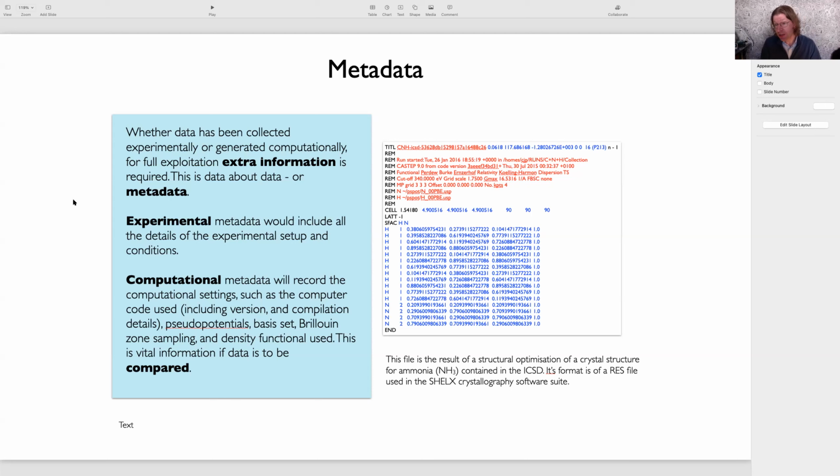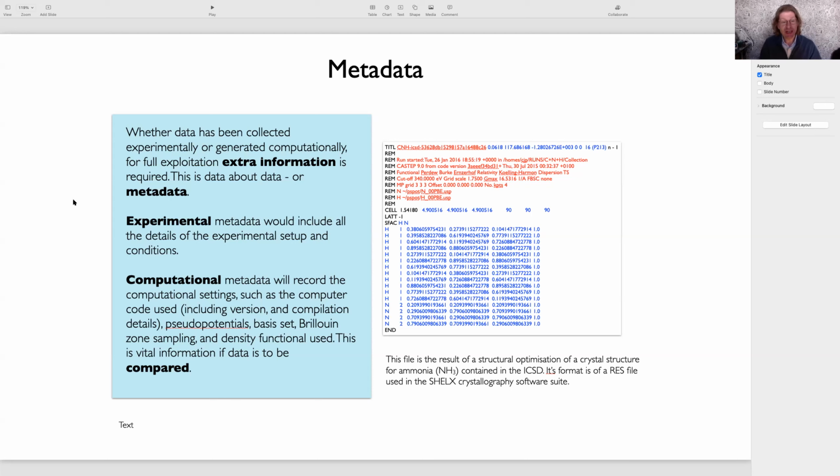The same applies if you're doing an experiment. When you do your experiment, you should also record the details of the experimental setup. If you've got an X-ray diffraction pattern, you need to record what wavelength of X-rays you used, so that people can interpret those patterns.